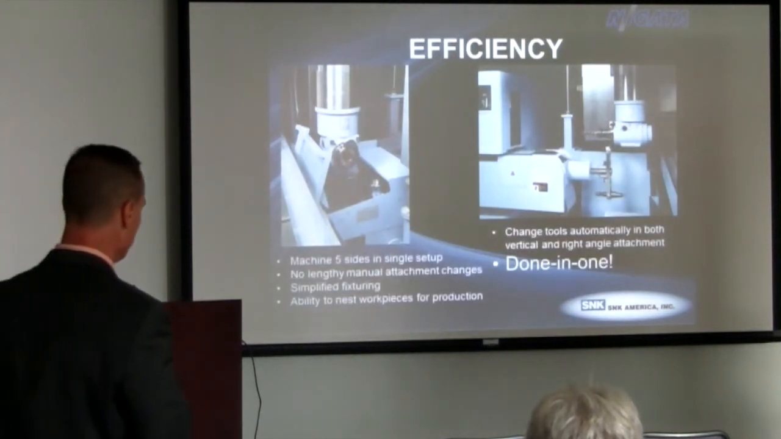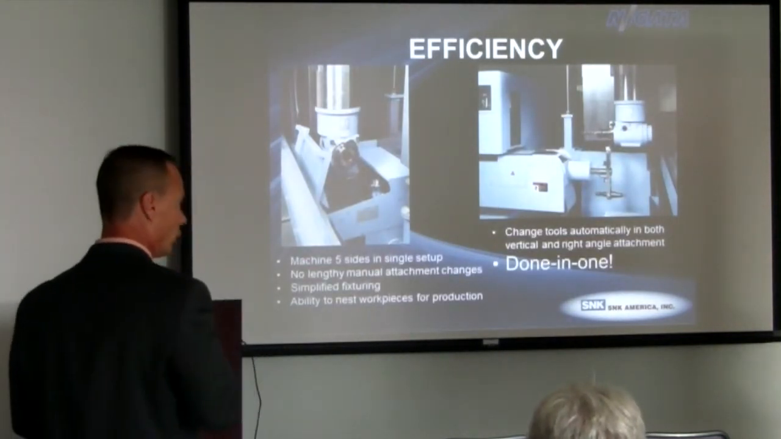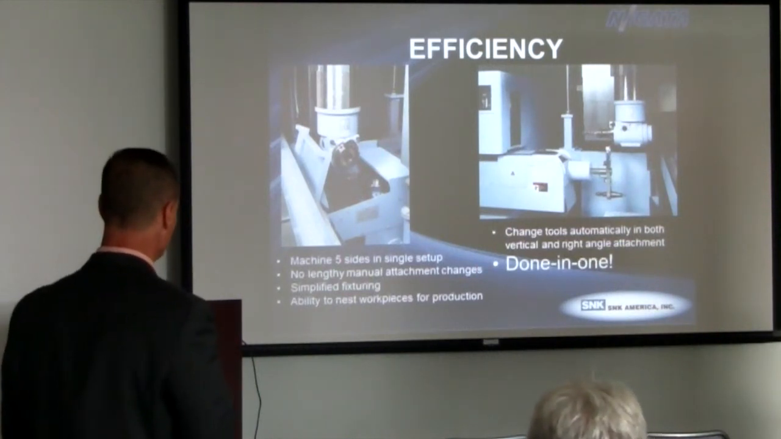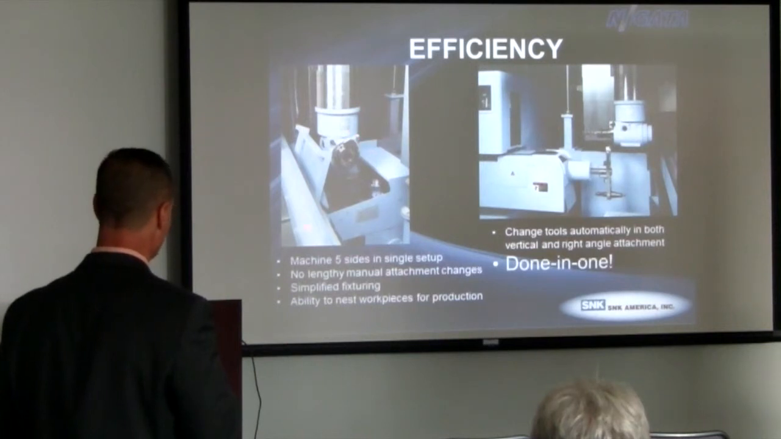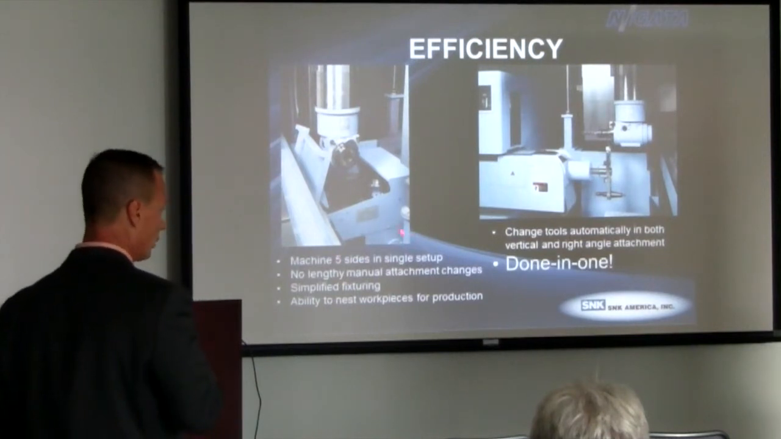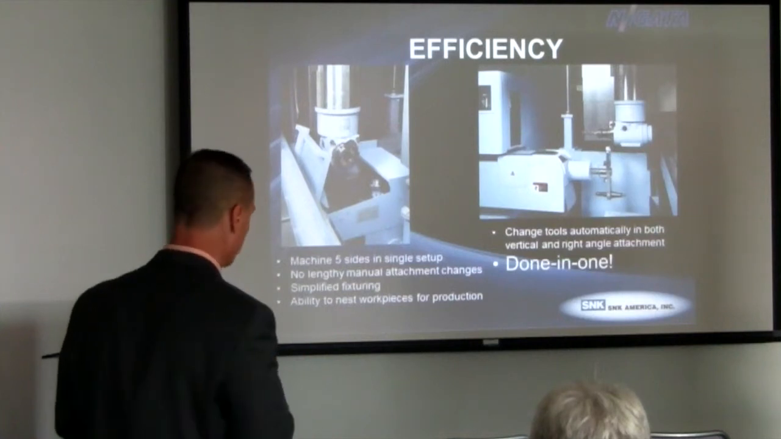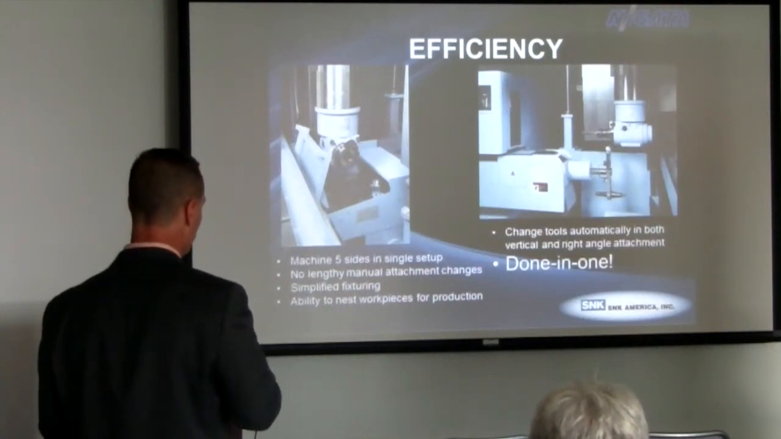There's a couple illustrations of our 5-sided machine with the attachment changer. What we can do is, you see here, this is the automatic storage device for the attachment changer. We have a right angle attachment on that we can load or unload to this device automatically. The operator doesn't have to do anything other than push a button and have the program call it up. So it'll load and unload that.